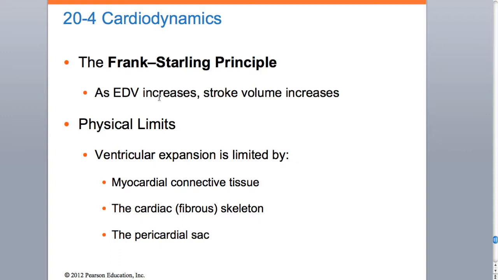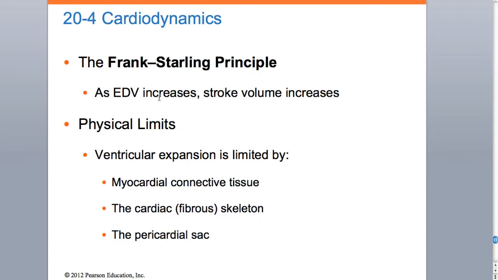So picture that from your ventricle point of view. If more is staying in the ventricle, less is going out. If more is coming in, more needs to go out. Okay, so that's how it works. EDV increases, more has to come out. Less comes in, less comes out. More comes in, more comes out. That's how it works. What goes in must come out.